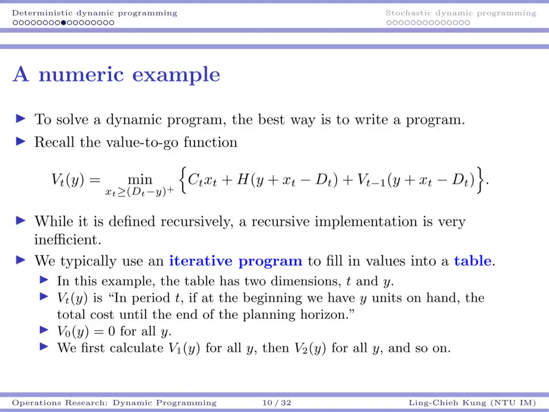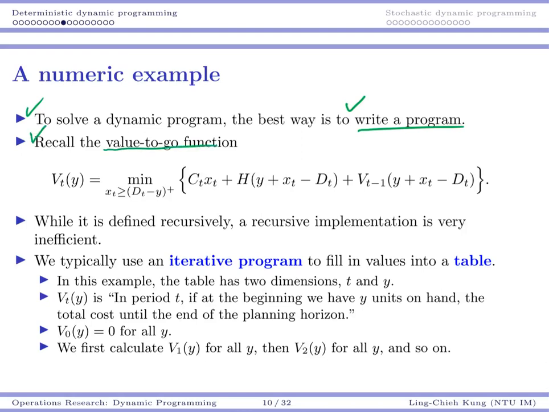Okay, so now let's use a numerical example to illustrate the whole idea. If we want to solve a dynamic program, of course, we need to write a program. In the past, if we wanted to solve integer programs, we would write AMPL, Gurobi, whatever. Here, we're going to write our own program that solves the problem from the bottom to the top. We know that we do have this value-to-go function, right?